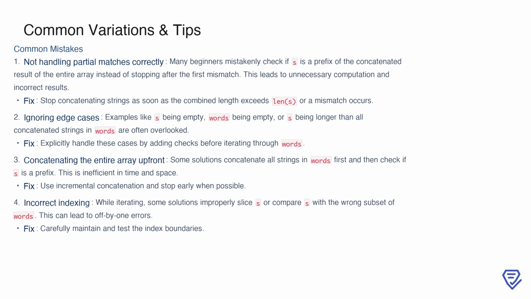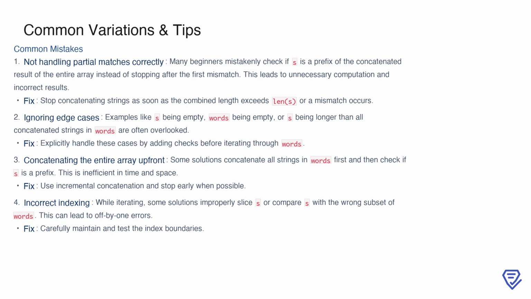Another common issue is ignoring edge cases. For instance, what happens if S is empty, or if words is empty? Or if S is longer than all the strings in words combined? These scenarios are often overlooked, so it's important to add explicit checks to handle them before iterating through the array.